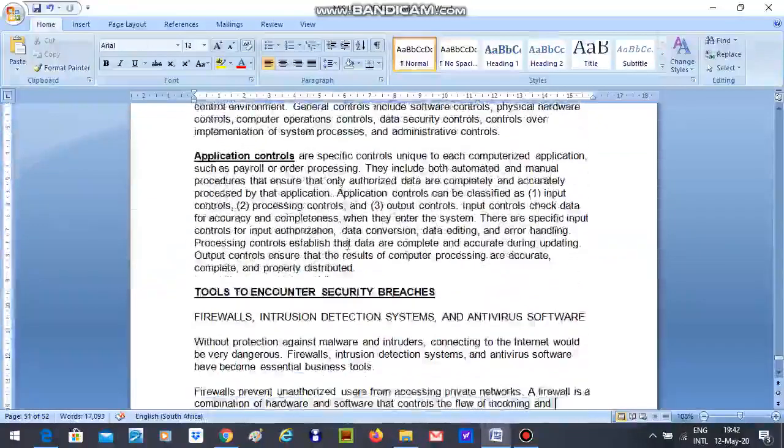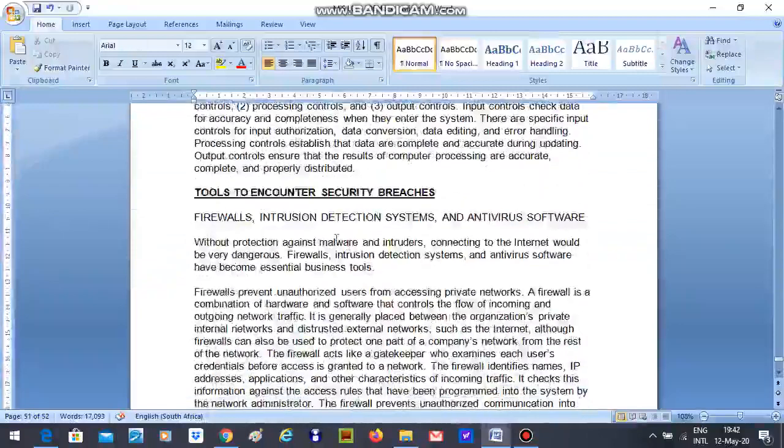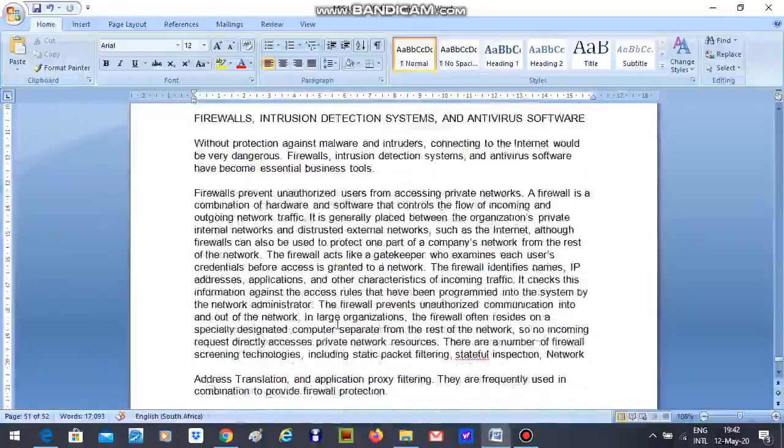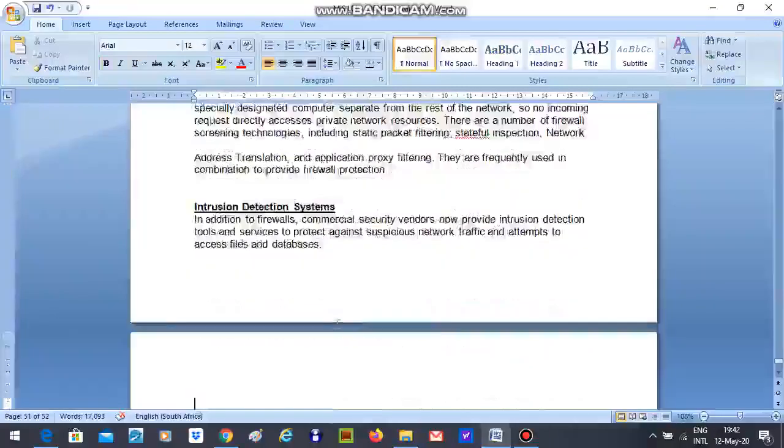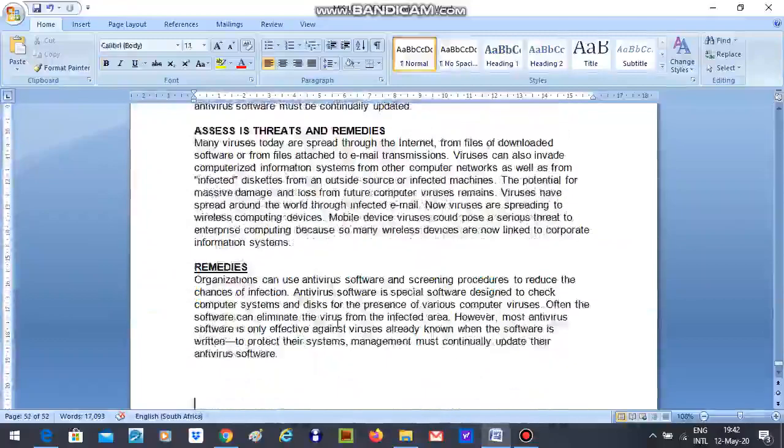Now let's look at the tools to counter security breaches. We have firewalls. We know firewalls, intrusion detection systems, and antivirus software. We need to get them. I think what we are using most these days is antivirus software. And these are all the types of software we can use then.